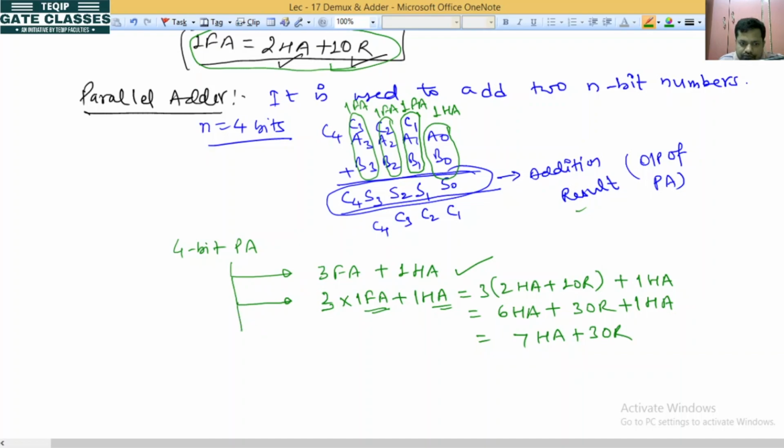Okay na? Or suppose if you have only full adder, then also you can perform addition, okay na, of parallel adder.